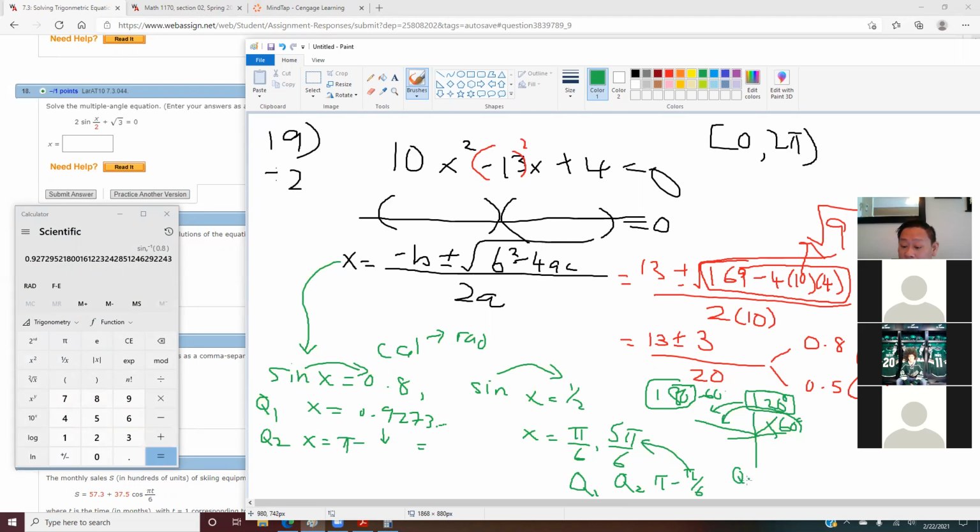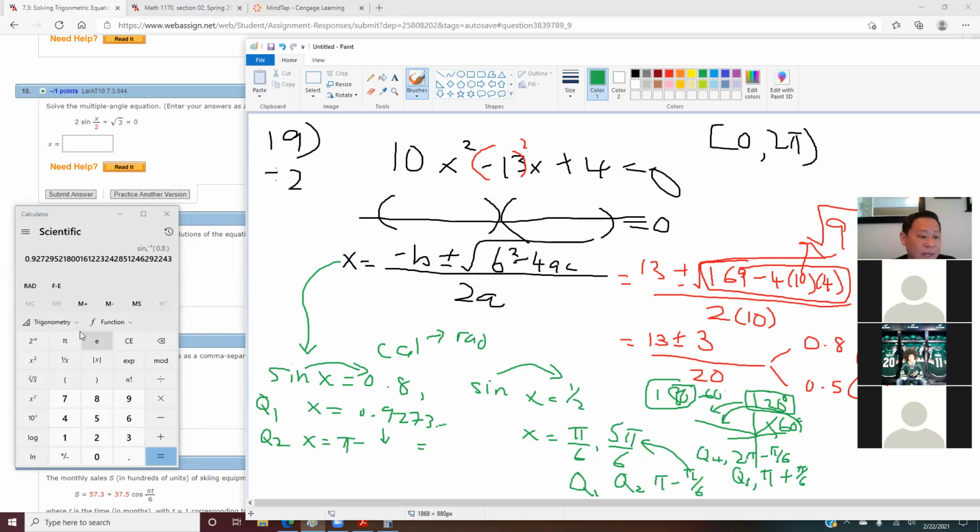If it's quadrant 3, anyone know how to do quadrant 3? You take pi plus that pi over 6. How about quadrant 4? What happens in quadrant 4? You take 2 pi minus pi over 6. So this is what happens to each selected quadrant. Quadrant 1 is always given in your calculator. To find quadrant 2, you take pi minus that number. Quadrant 3, pi plus that number. And quadrant 4, 2 pi minus that number. You guys clear with me here?